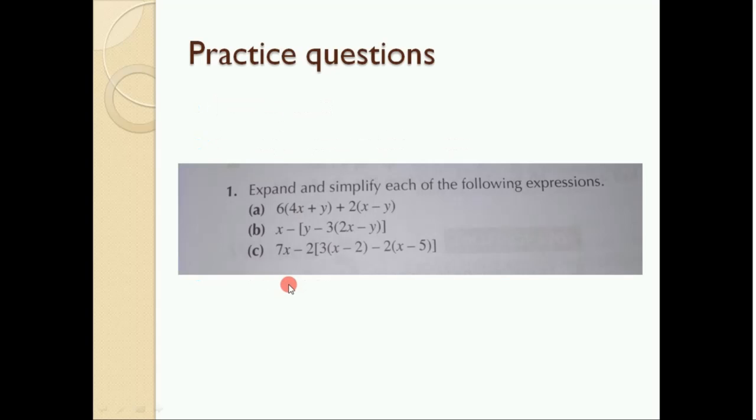Here are some more questions to practice. The question is expand and simplify each of the following expressions. A part, 6 into 4x plus y plus 2 into x minus y. Simplify these questions for your practice, and you can also solve the exercise 4b in book D1.